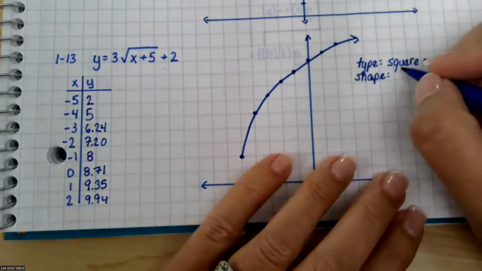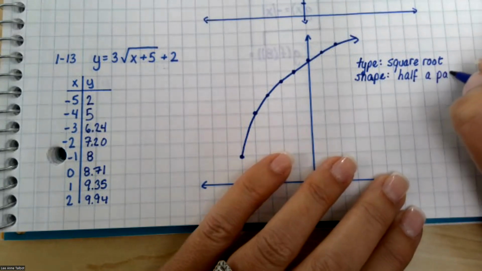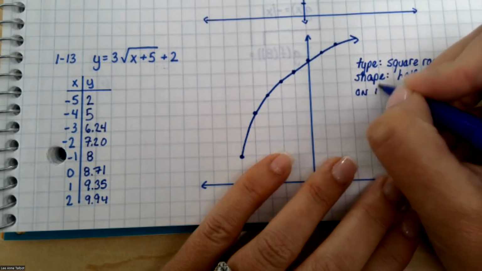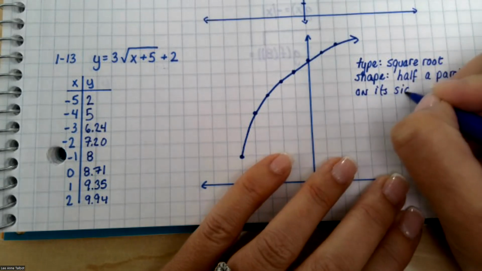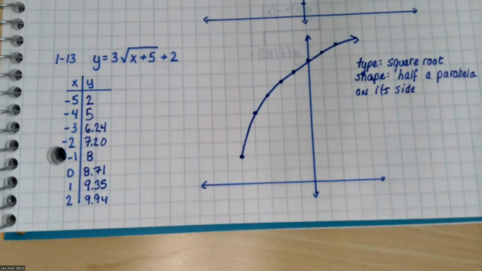So this is half a parabola on its side. So when you guys graph yours on your poster, you should get half a parabola on its side. They'll all be the same shape. You don't even have to think about it, but you can use that to check to make sure that your math looks good.